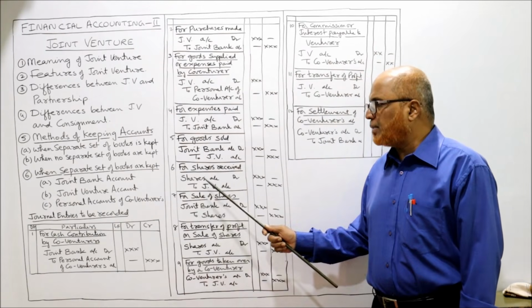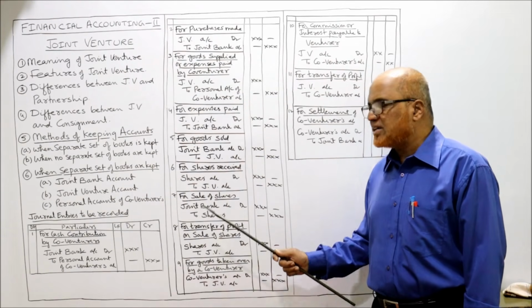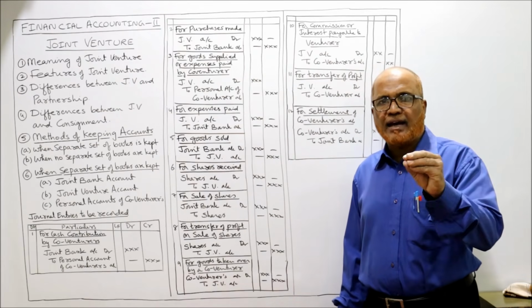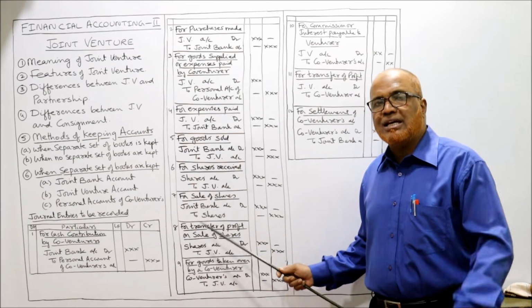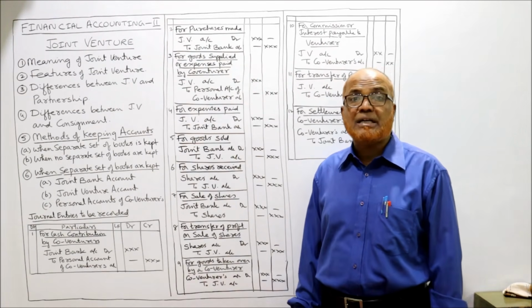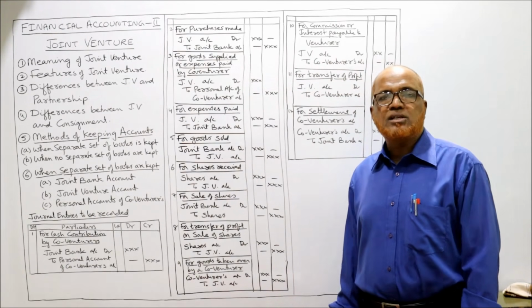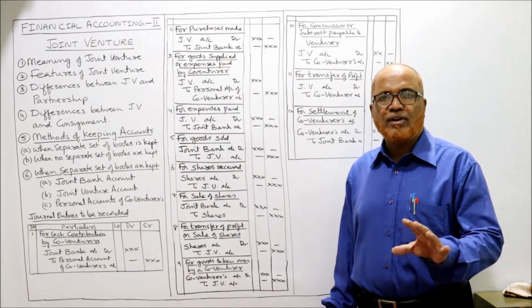अगर शेयर्स फॉर एग्जांपल 5 लाख रुपीस के शेयर्स रिसीव करें और वो शेयर्स को बेच दिए 5,50,000 रुपए, तो we have received the shares for 5 lakh. So here shares account debit to joint venture 5 lakh. When we sell the shares, we sold the shares for 5,50,000. So joint bank account debit to shares account 5,50,000. There's a profit of 50,000.